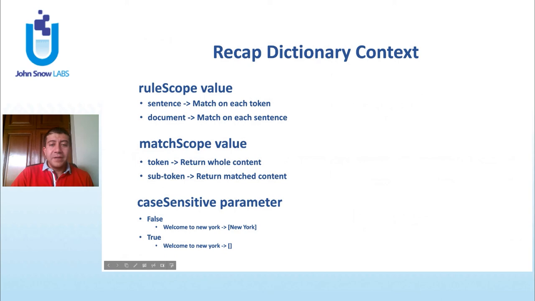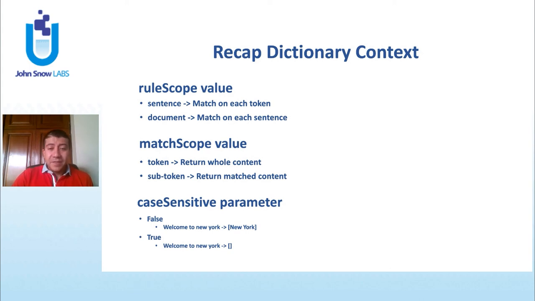What we mean by defining rule scope as sentence is to look for a match on each token of a sentence. What we mean by rule scope as document is to look for a match on each sentence of a document. Now, for match scope, when we define match scope as token, we are saying that when there is a match, we want the whole content as output. And when we define match scope as subtoken, we are saying that when there is a match, we want only the exact matched content as output.